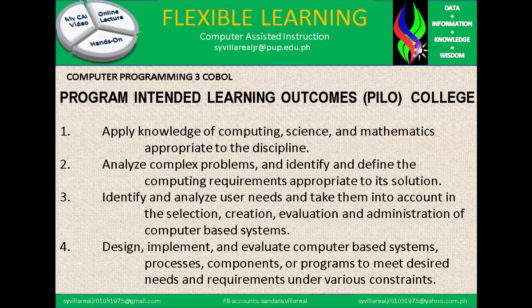Number 3, identify and analyze user needs to take them into account in the selection, creation, evaluation, and administration of computer-based systems. So this is something like you analyze, you put the algorithm, and check if it is considered to be good or bad, just as you are accounted for upon your analysis. Fourth, design, implement, and evaluate computer-based systems, processes, components, or programs to meet desired needs and requirements under various constraints. So, as a student, you are the one who is going to design on your own what you're going to build on the subject matter.